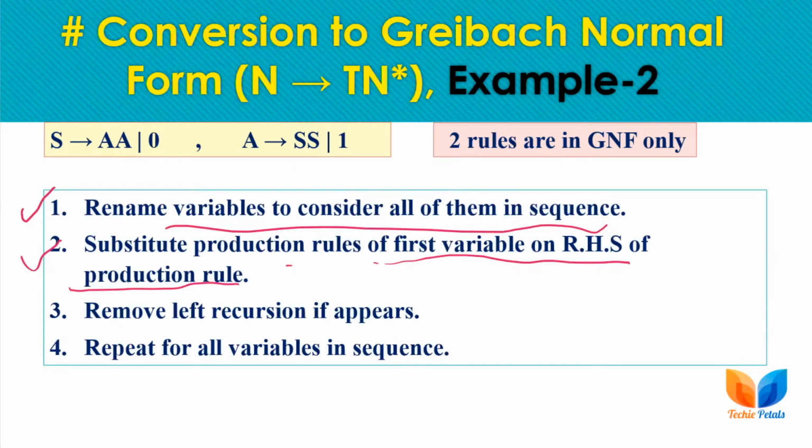And then you have to remove left recursion if it appears. If left recursion is appearing in the grammar, then you need to remove it by applying the left recursion removal rule that we have already covered in the previous lecture. But here we will be using the not-null rule, the rule without the null production. We have to repeat the process for all variables in the sequence, converting all the variables' production rules to GNF form one by one.